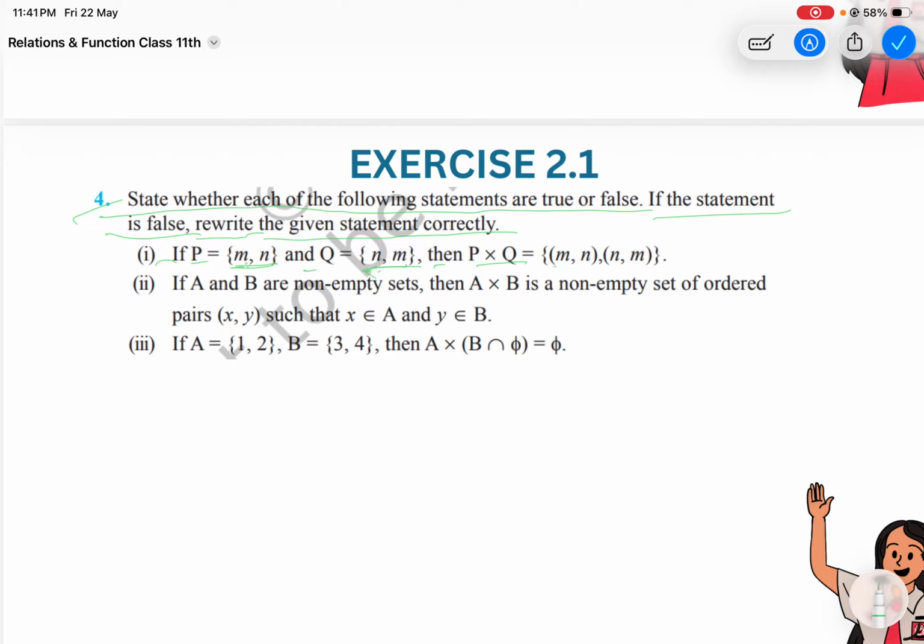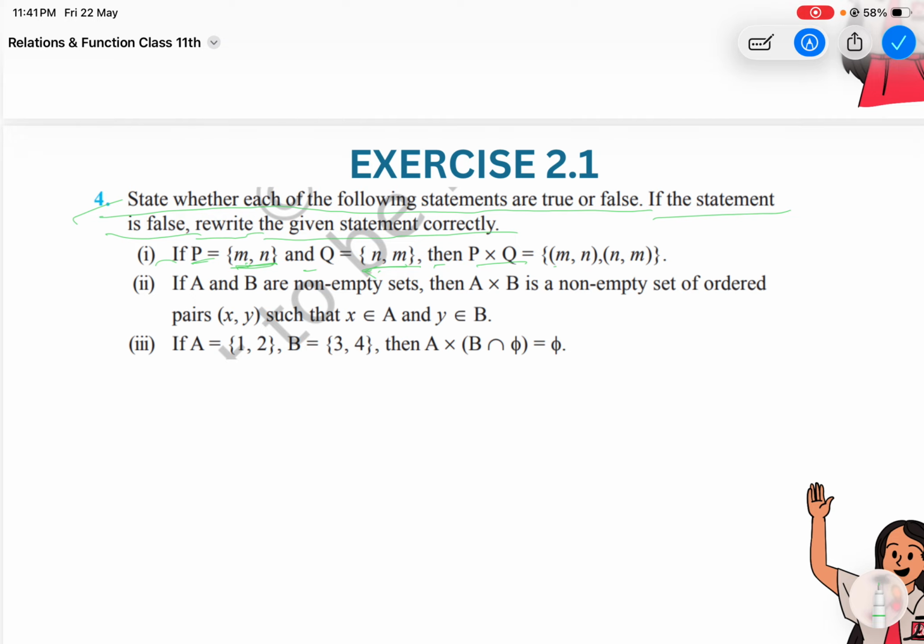No. If we have two elements here, so the total pairs of elements will be 4. Okay, I think this would be only like that. Because you see, P has two elements, right, and Q also has two elements, so total will be 4 only. Just think for a while and then we can draw the conclusion.